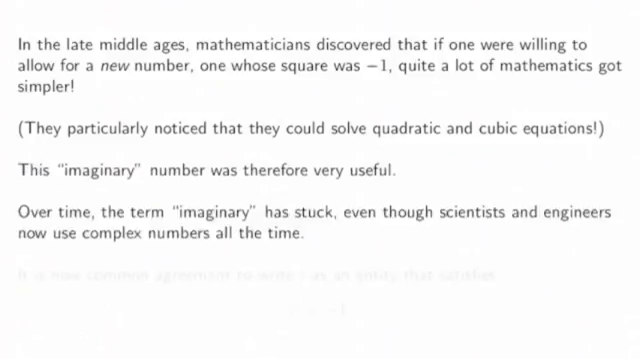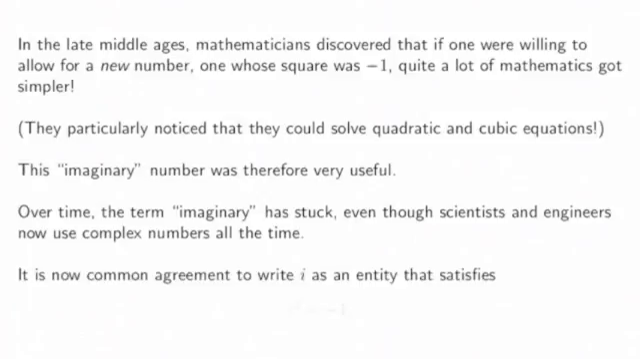In the late Middle Ages, mathematicians discovered that if one were willing to allow for a new number, one whose square was minus 1, then quite a lot of mathematics got simpler. They particularly noticed that they could solve quadratic and cubic equations. This so-called imaginary number was therefore very useful. Over time, the term imaginary has stuck, even though scientists and engineers now use complex numbers all the time. It is now common agreement to write i as an entity that satisfies this equation, i squared is minus 1.